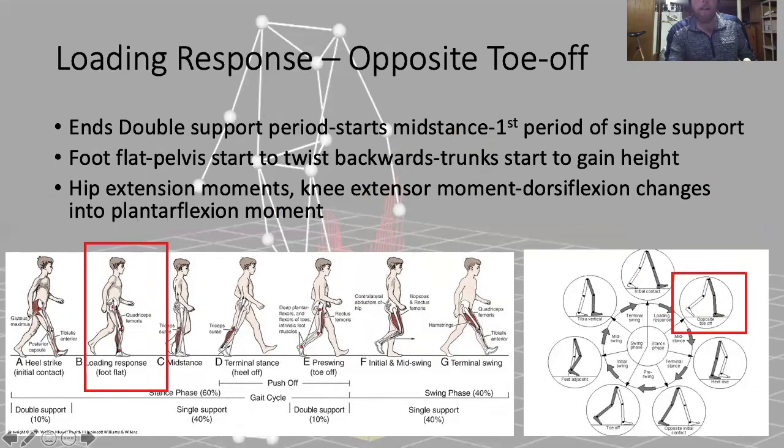Loading response, opposite toe off. Now, as we start to look at this phase, what we're starting to see is we have come through a double support phase, that first 10% of stance, and now we're moving into our first period of single support. So that left leg is starting to push off. Our foot is flat, completely flat on the ground. The pelvis starts to twist backwards and our trunk starts to gain height.